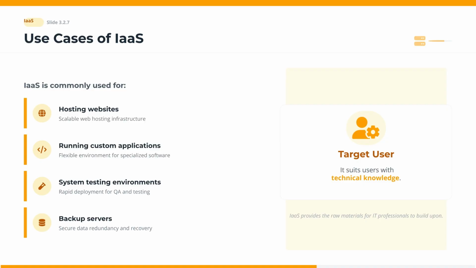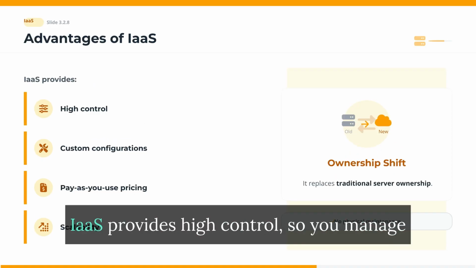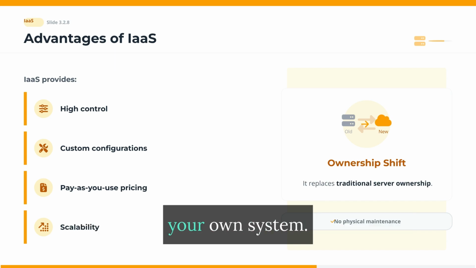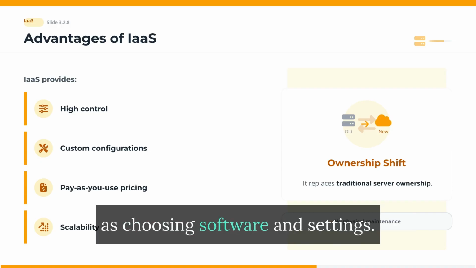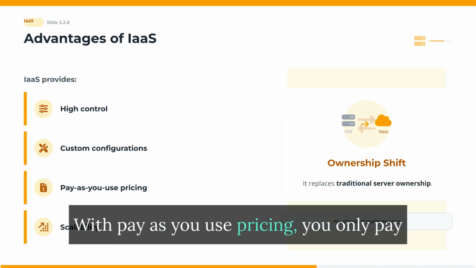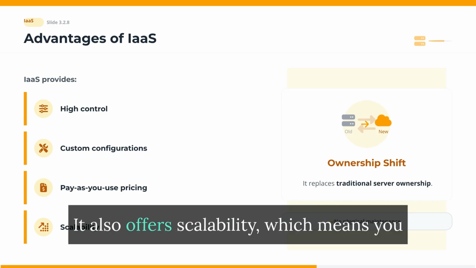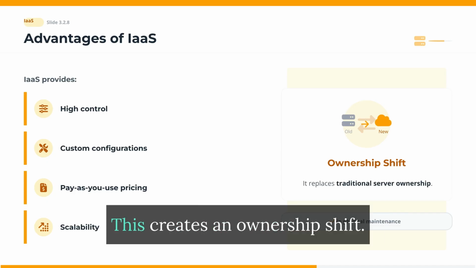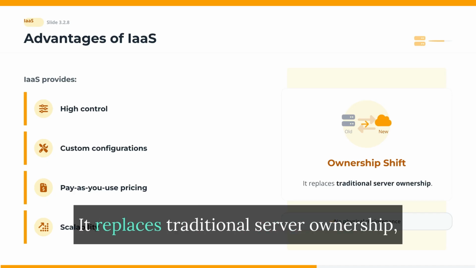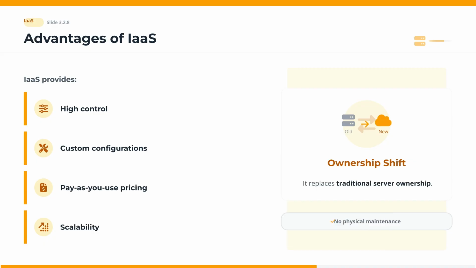Let us look at the advantages of IaaS. IaaS provides high control, so you manage your own system. You can make custom configurations, such as choosing software and settings. With pay-as-you-use pricing, you only pay for what you consume. This reduces cost. It also offers scalability, which means you can increase or decrease resources anytime. This creates an ownership shift. It replaces traditional server ownership, and there is no physical maintenance needed.